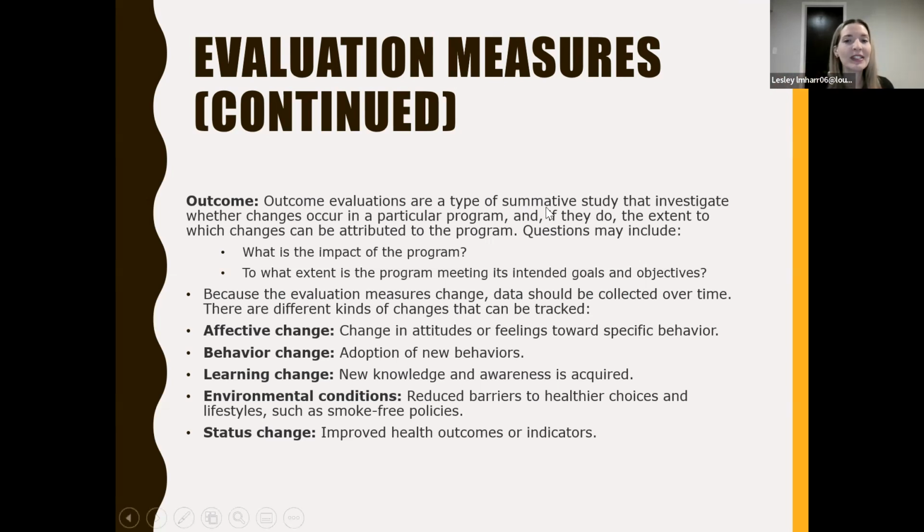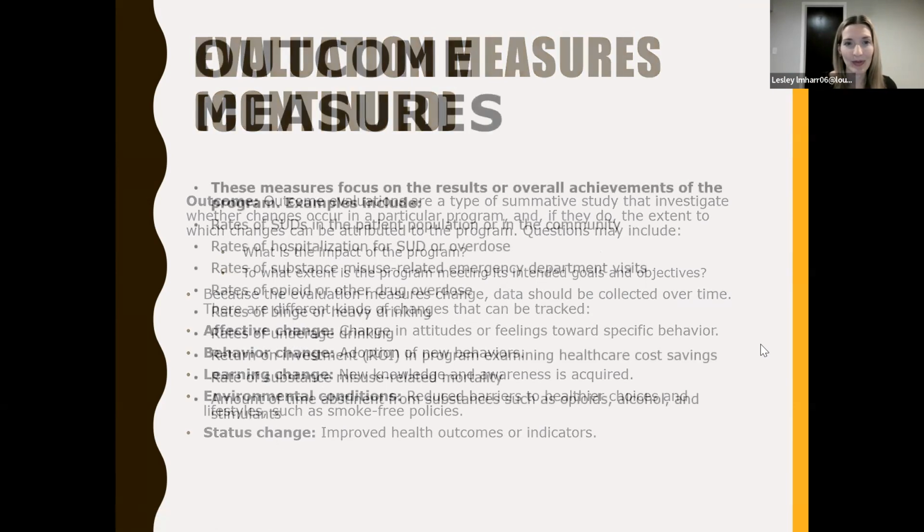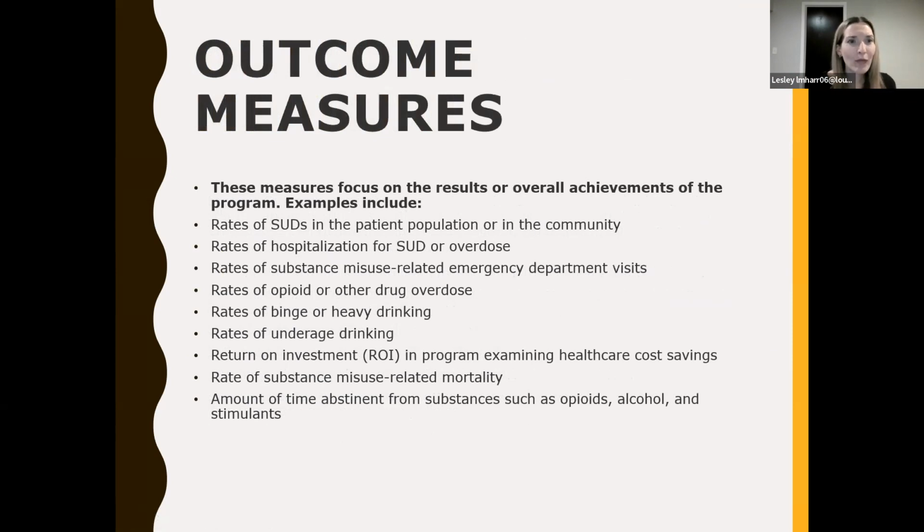So that's a type of summative study that investigates whether changes occur in a particular program. And if they do, to what extent are they attributed to the actual program and not just to services as usual. So things we are looking to measure is potentially affect, behavior, learning, environmental conditions, or status change. I'm going to give you some examples on the next slide of what kinds of outcome measures are available.